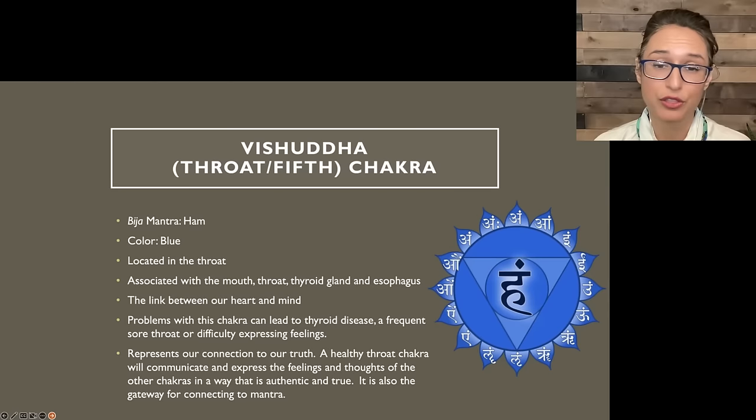It's associated with the mouth, the throat, the thyroid gland, and the esophagus. And it's the link between our heart and our mind. And opening the heart is one of the most difficult things that we'll do as a human being. I heard somebody once say that the inches between the heart and the mind is the longest walk we'll ever take. And so this chakra is really the key to that. Problems with this chakra, of course, can lead to thyroid disease, a frequent sore throat, or difficulty expressing feelings. But it's such an amazing chakra because it represents our connection to our truth.